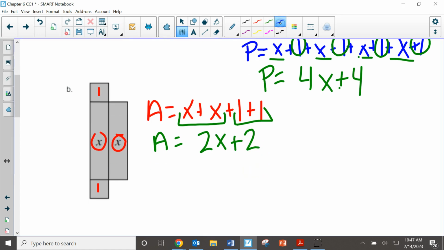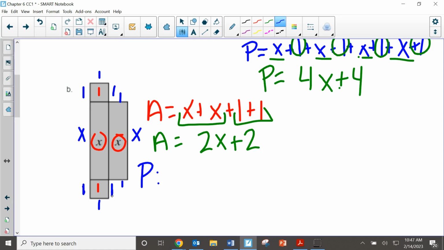Perimeter. I've got to label my outside. That's always where I start for perimeter. So I'm just going to start here. This length is 1, this is 1, this is 1, this guy's 1, this is x, 1, 1, 1, 1, and x. Sorry, these look like eyes.